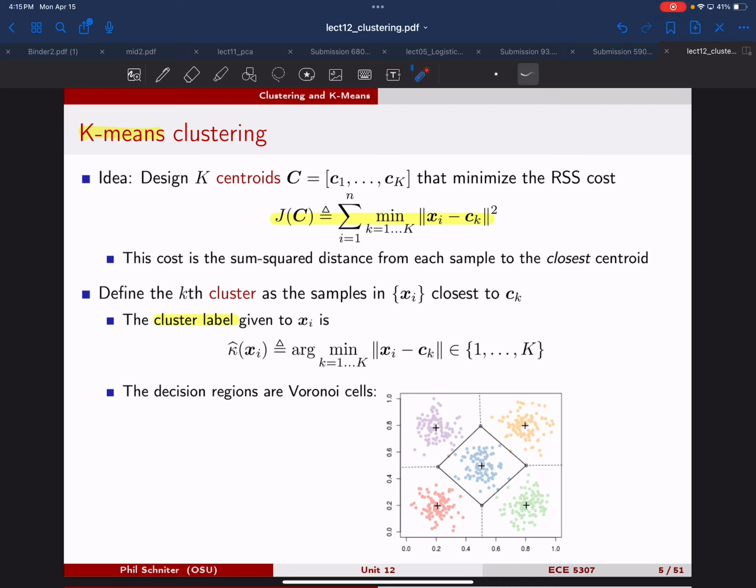So we are trying to design where to put these things so that the sum squared distance is minimized. Okay, so that's what k-means is trying to do. Any questions on that? Is it making sense?